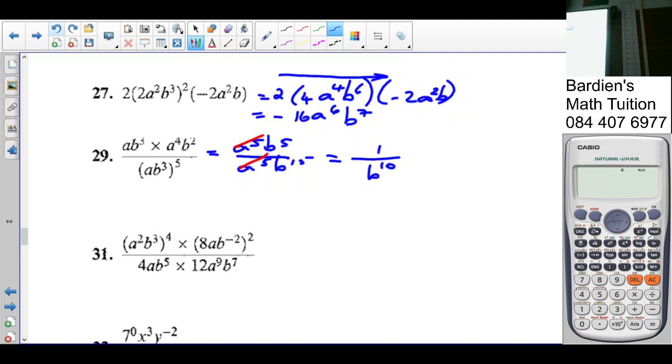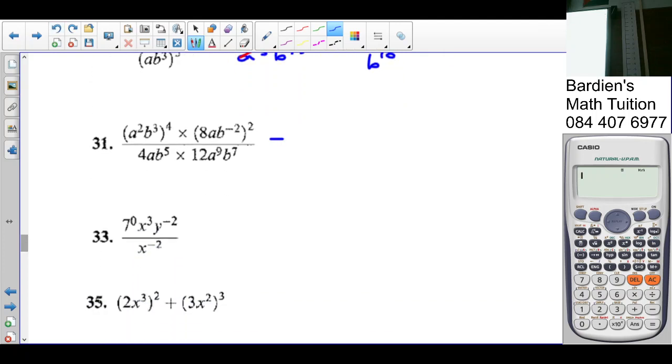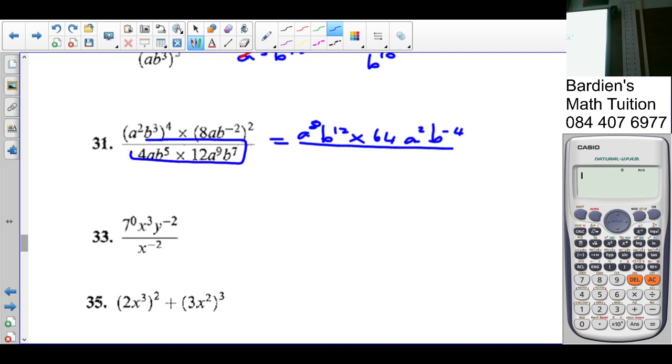Next. 31. The exponents first is going to be A8, B12 times 8 squared, 64, because 8 times 8, A squared, B negative 4. You multiply the exponents over, I can multiply this denominator here, not so? Okay, so that's going to give me 48, 12 times 4 is 48, A times A9 is A10, B5 times B7 is B12.